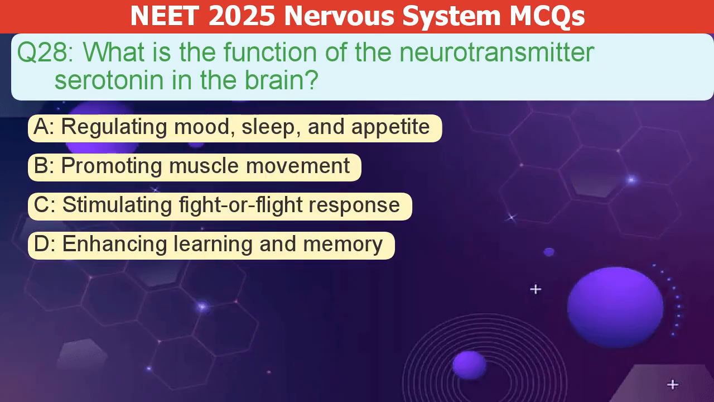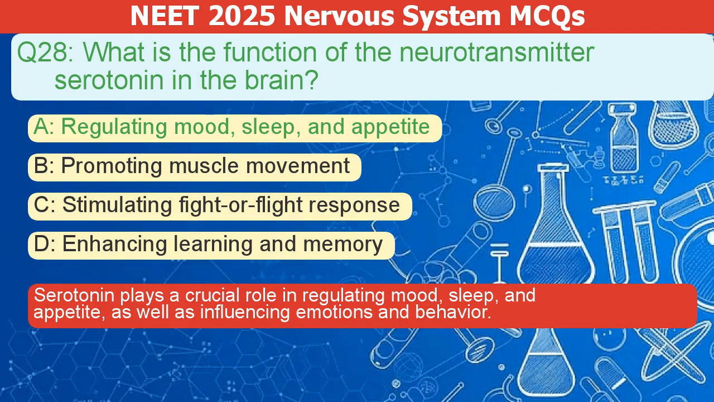What is the function of the neurotransmitter serotonin in the brain? A. Regulating mood, sleep, and appetite. B. Promoting muscle movement. C. Stimulating fight or flight response. D. Enhancing learning and memory. The correct answer is A. Serotonin plays a crucial role in regulating mood, sleep, and appetite, as well as influencing emotions and behavior.